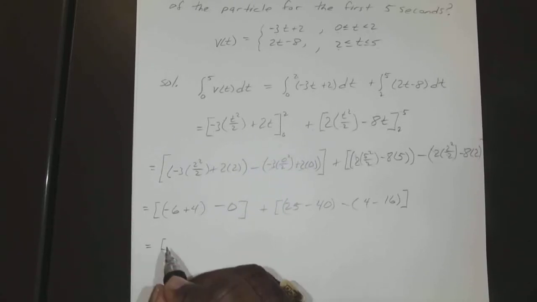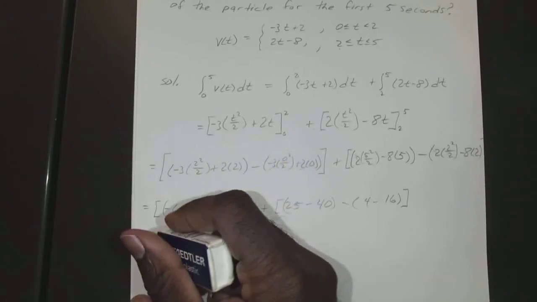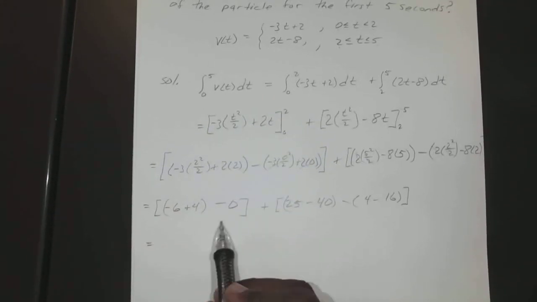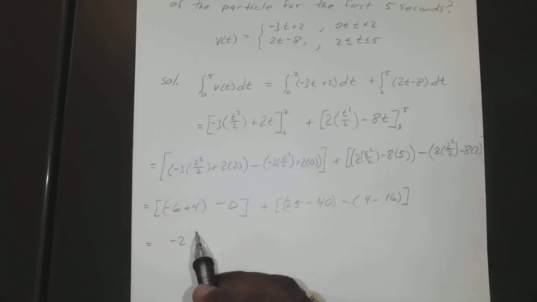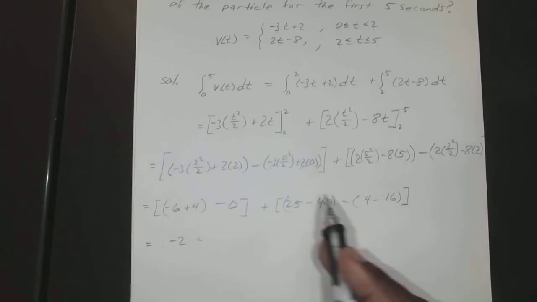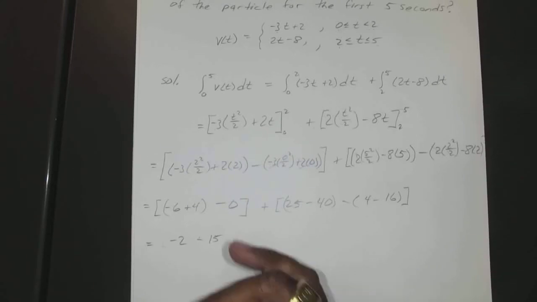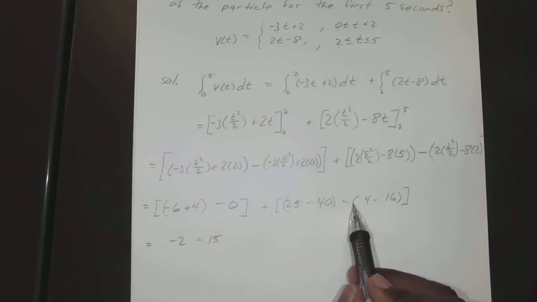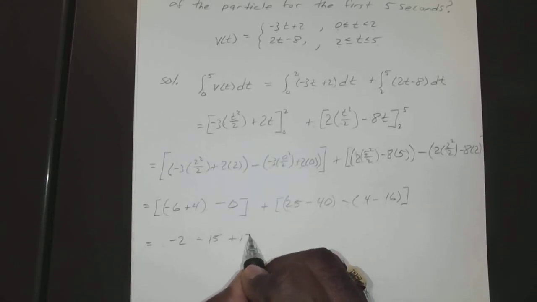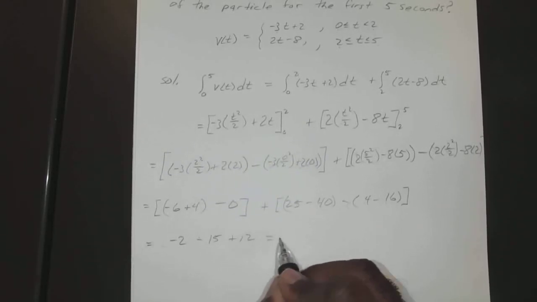Okay, so we have, actually we don't really need parentheses. So we have -2 minus 0, which is just -2. Minus 25 minus 40 is minus 15. And 4 minus 16 is minus 12. And negative of that is plus 12. So you end up with -5.